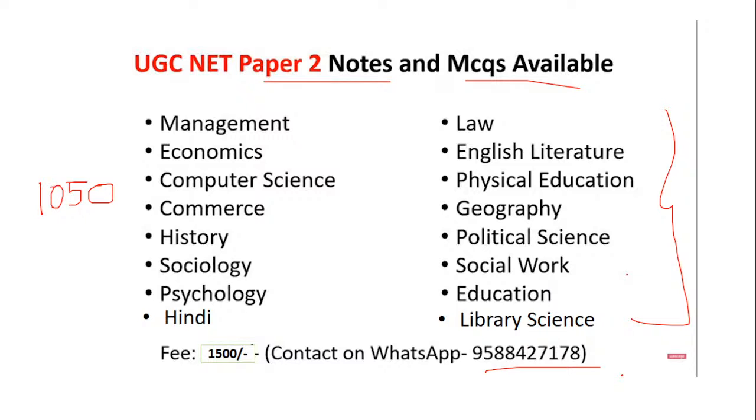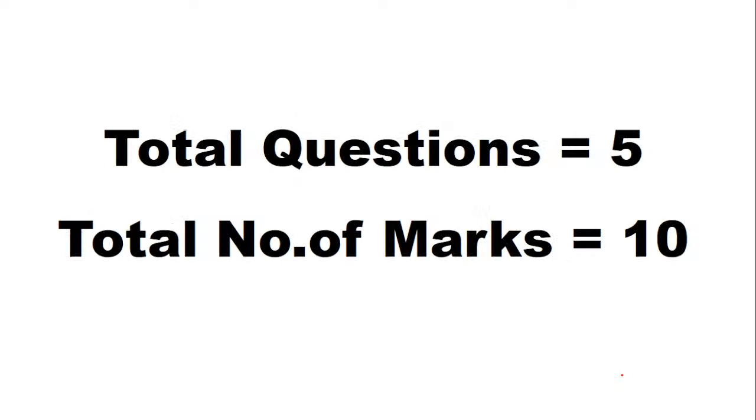So now, let's start the session for the day, everyone. As you are aware, we are starting with a new unit today, that is research aptitude. Again, this unit consists of 5 questions. Every question is for 2 marks. So totally you have 10 marks allotted to this particular unit.